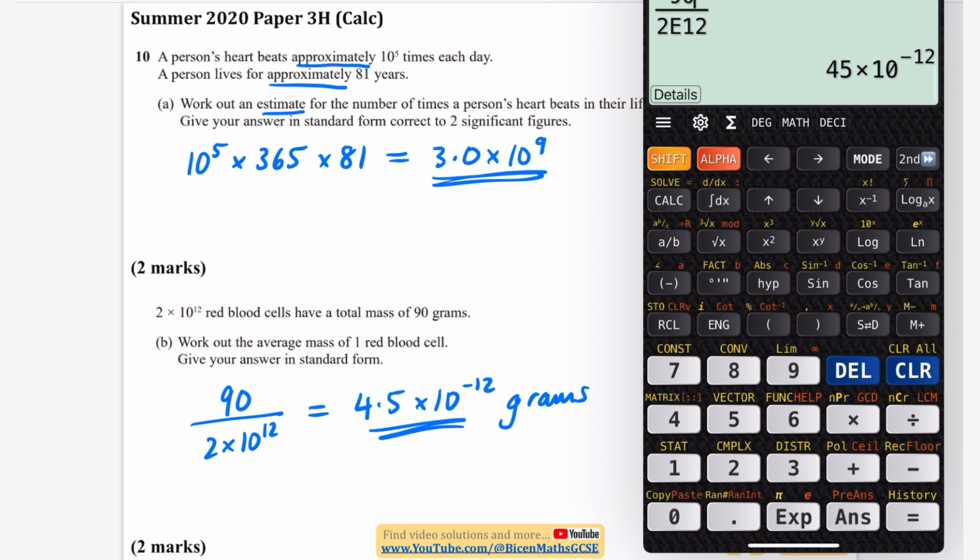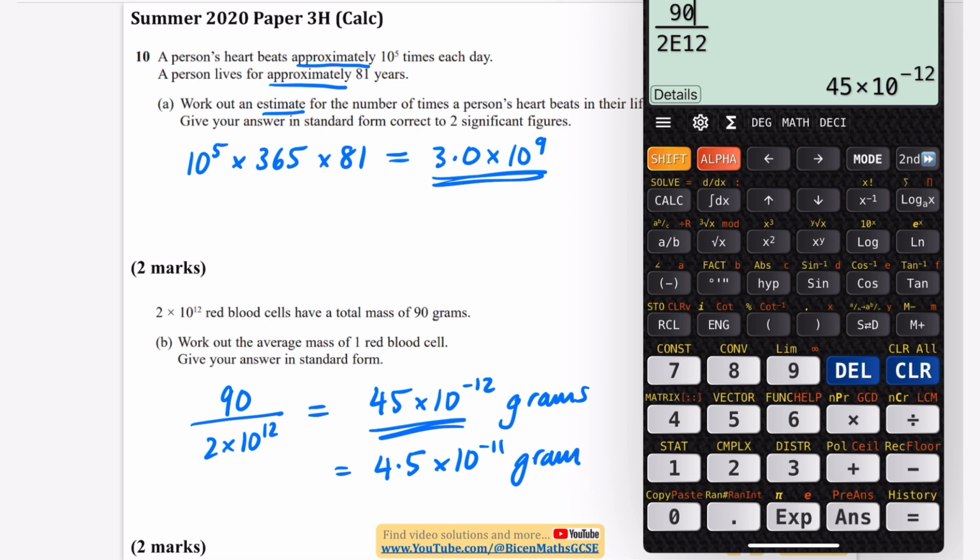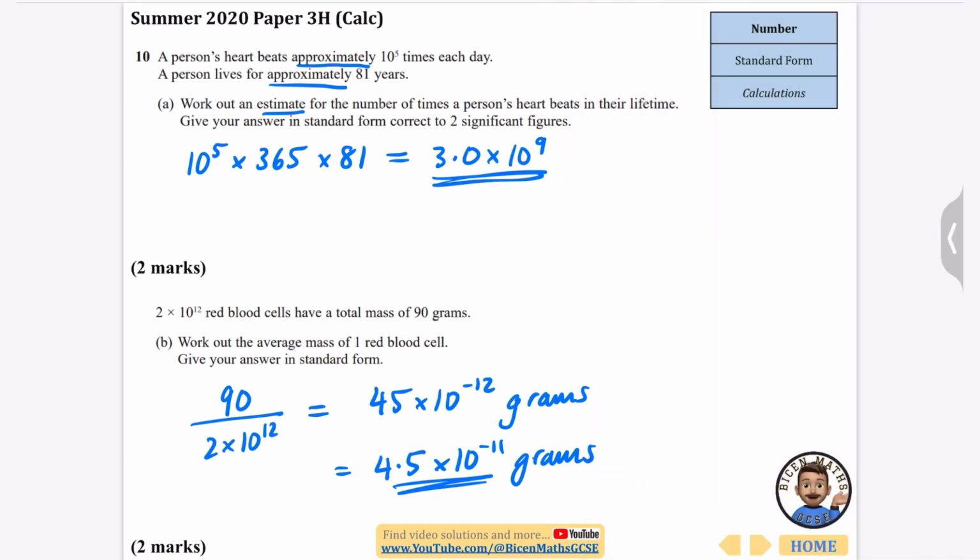So it's actually 45. My calculator comes up as 45 times 10 to the 12. So we're going to need to adjust this. Because it's not in standard form, I'm going to need to divide that by 10 and times this by 10, which means increase the power by 1. So I've made 2 mistakes in this video. I don't normally make that many mistakes, but oh well.